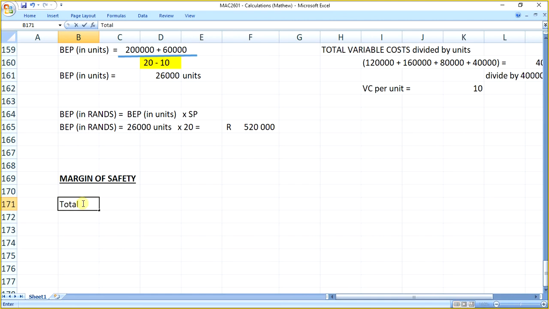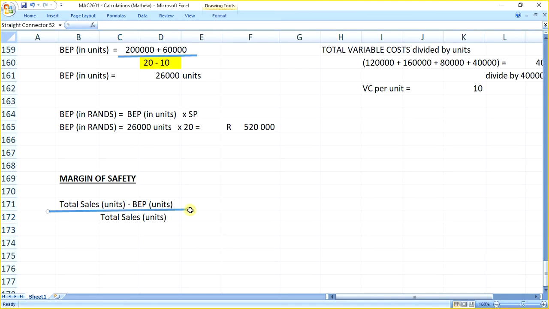Margin of safety equals total sales in units minus break-even point in units, all divided by the total sales. So you work out the margin of safety after you've worked out break-even. You have to have break-even before you can work out the margin of safety, because it is calculated based on the break-even point. Okay. Let's just see what else they've given you here.